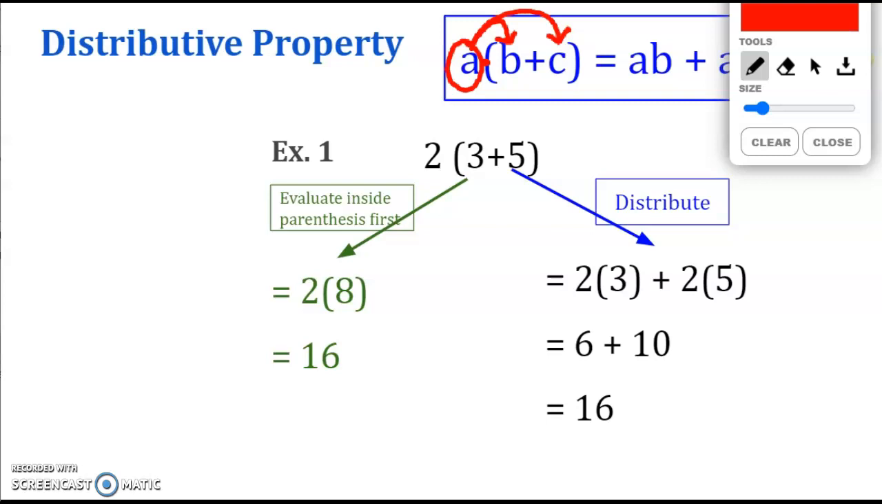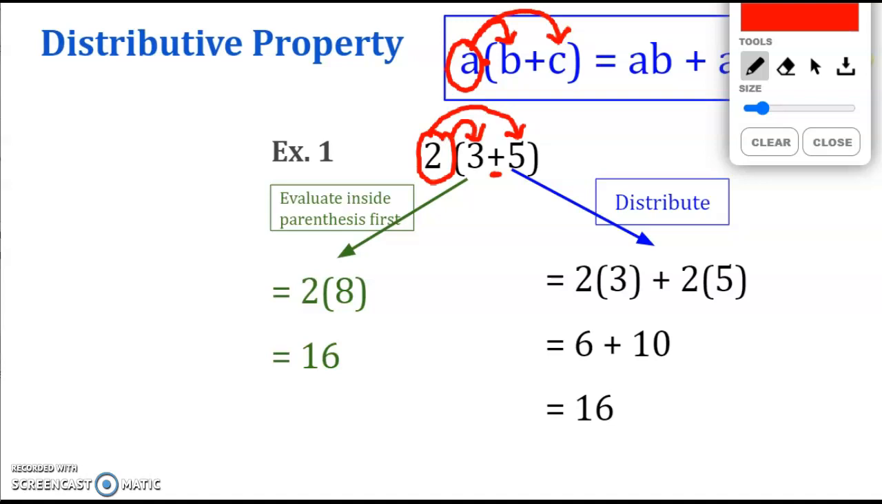However, if I follow the distributive property, what it's asking me to do is multiply 2 to 3, and to that add 2 multiplied by 5. So it becomes 2 times 3 plus 2 times 5. And 2 times 3 is 6 and 2 times 5 is 10, and if you add that together you get 16. So you do get the same answer, okay? And that's why it works.